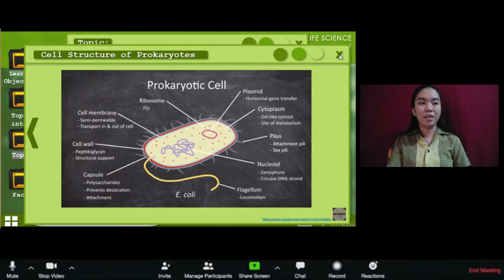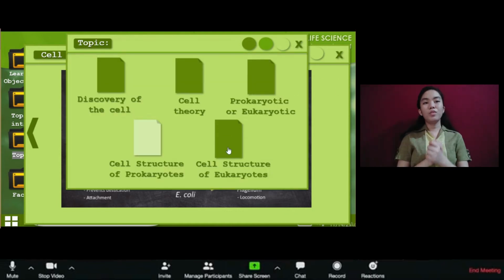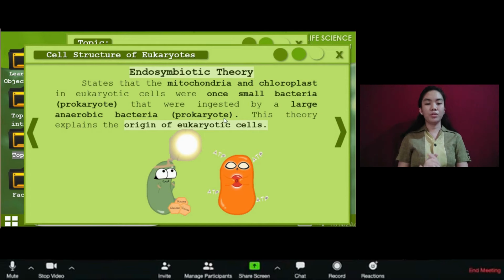So yun yung iba't ibang part ng prokaryotic cells. So let's move on with the cell structure of eukaryotes. So let me first explain the origin of eukaryotic cells, which is stated in the endosymbiotic theory.